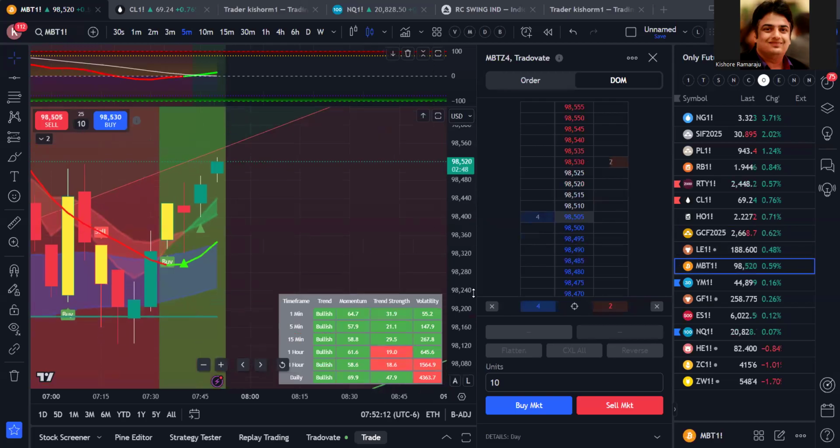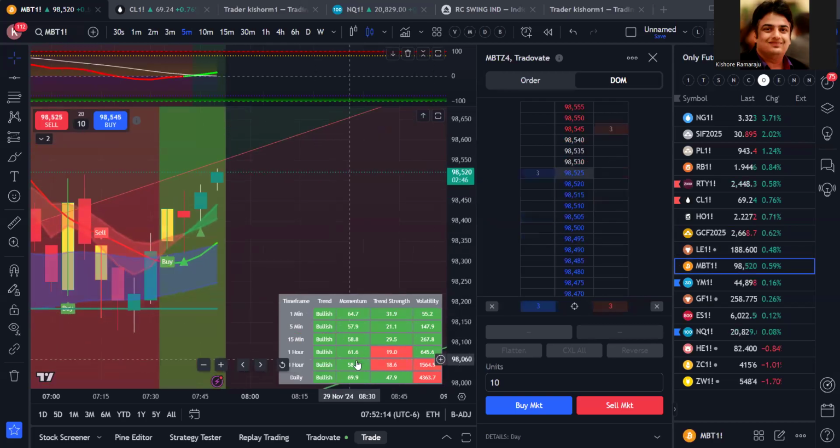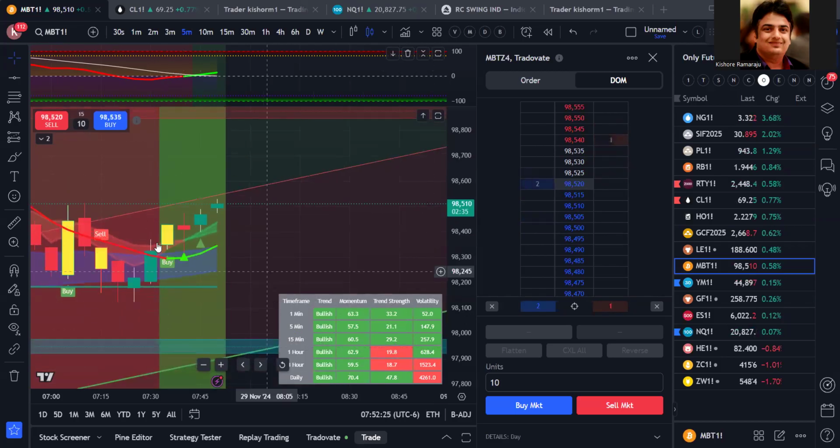So Bitcoin is looking very good, right? It is bullish, green in all the trend column, momentum column, and trend strength. We just got a buy signal. That means overall Bitcoin is moving well. That means your MSTR, Mara, Riot, Coin, all of them can also move well today.